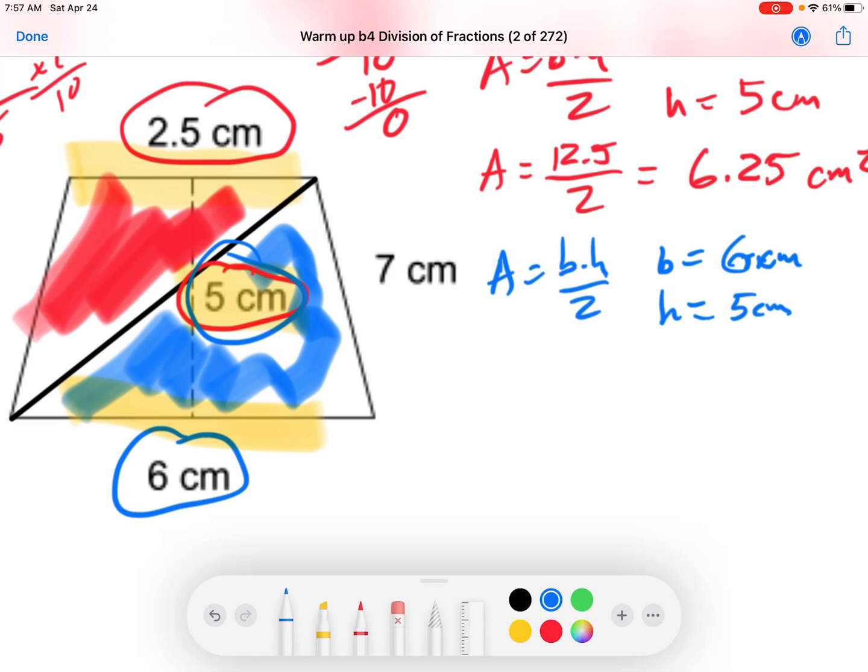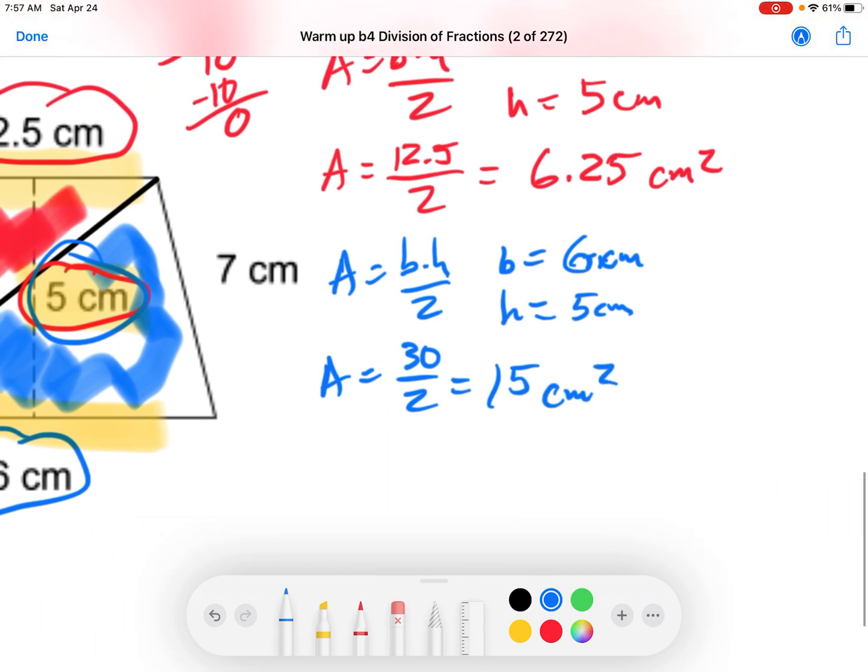Okay. All right, so base times height, that's 5 times 6, which is 30. So the area equals 5 times 6, or 30, divided by 2. That's 15 square centimeters. So to find the grand total, we just add our 2 together here.